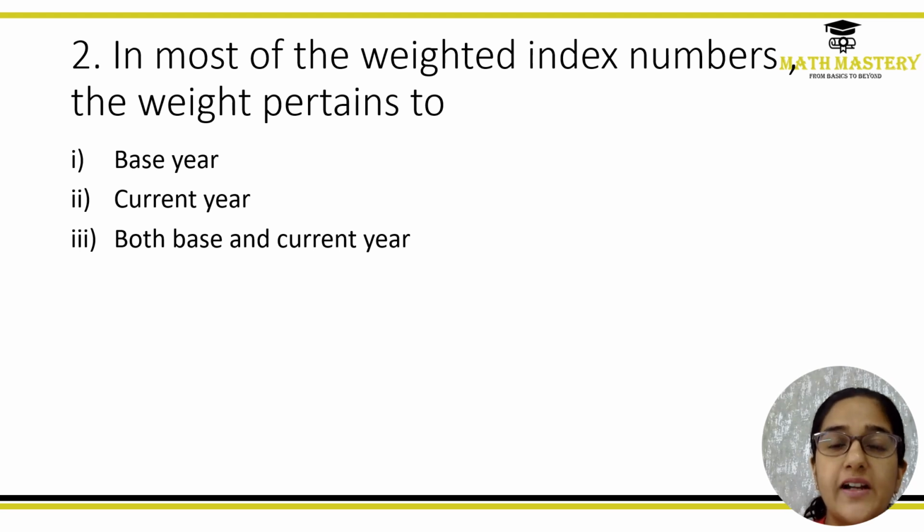In most of the weighted index numbers, the weight pertains to one base year is the correct answer, because if we calculate the weighted index number every year and we assign weights pertaining to the current year, then we have to calculate weights for the current year for every year. So it will be very tedious. So therefore the weight pertains to the base year.